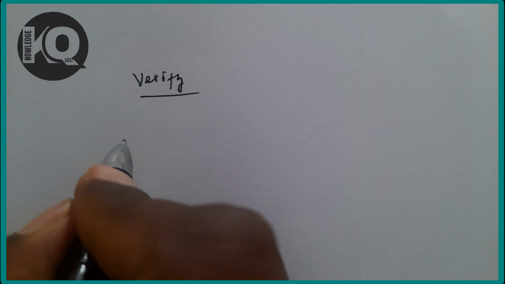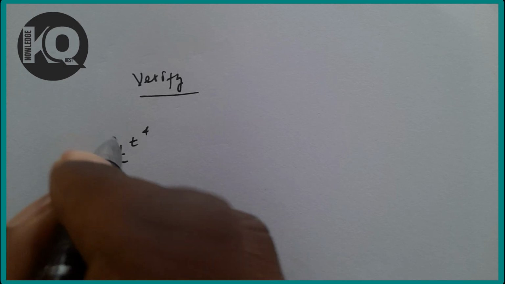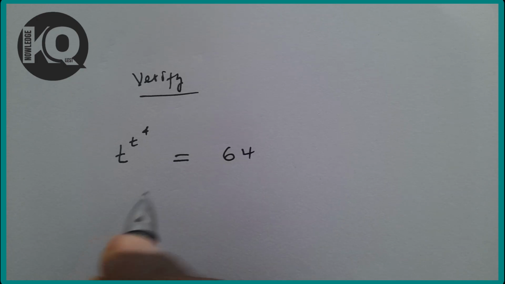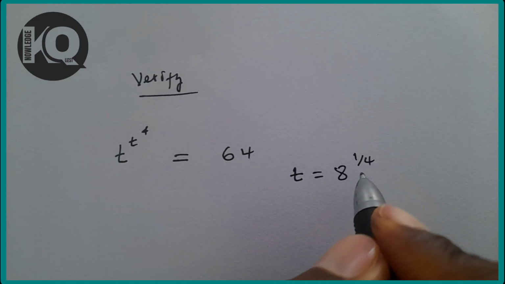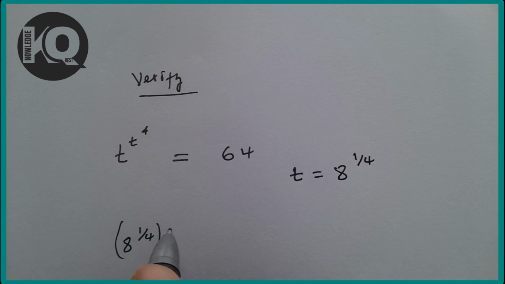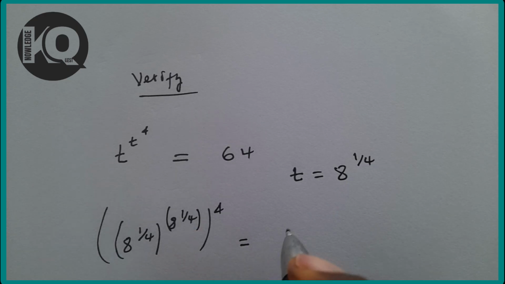Let's verify the equation. We have t power of 4, which is equal to 64. So having t equal to 8 power of 1 over 4, t power of 4 is 8 power of 1 over 4, power of 4, which is equal to 64.